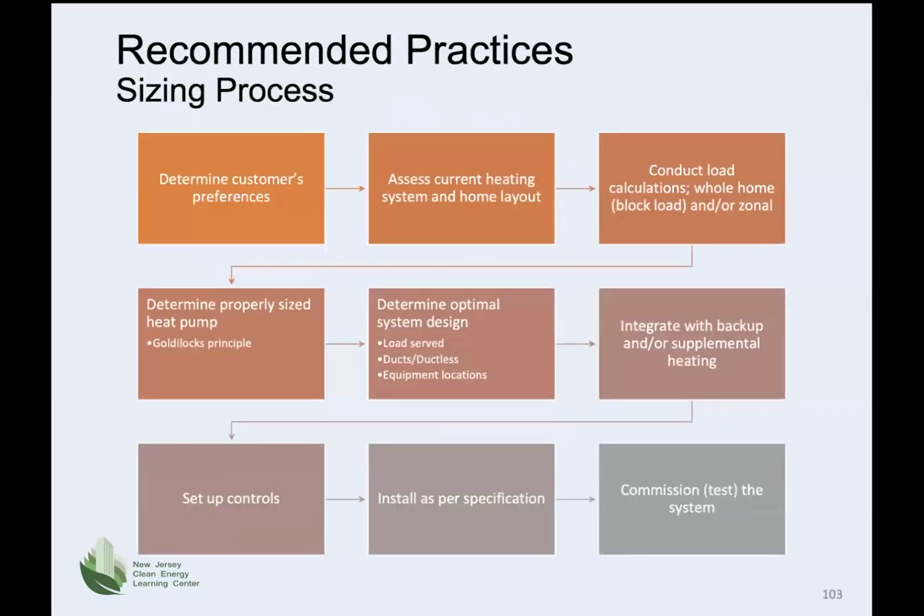This is a process flow diagram showing the typical steps that should be taken in the installation of a heat pump. The steps are first determining the customer's preferences and needs, and then looking at the current heating system and the layout of the home. After that, a load calculation must be performed for the whole house or alternatively for zones of the house. Based upon that, the sizing is determined for the heat pump, how big it is in terms of its capacity.